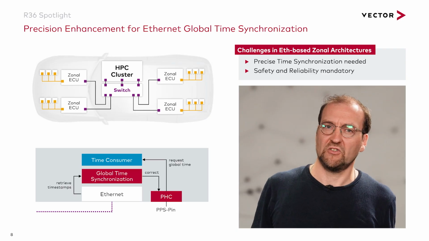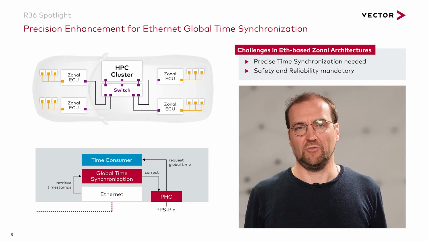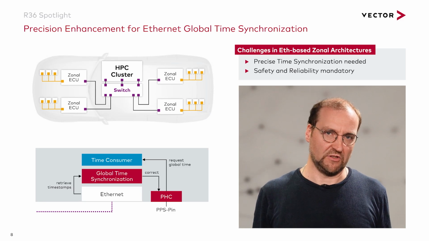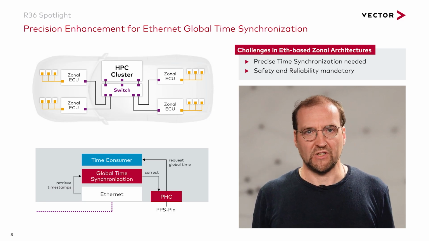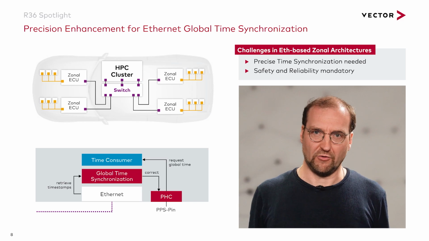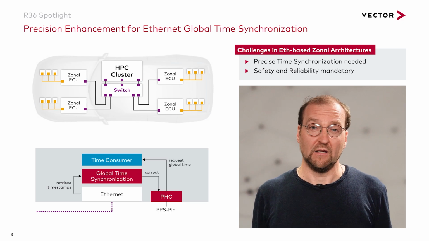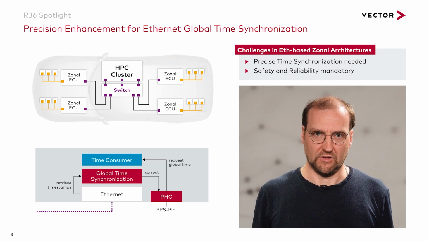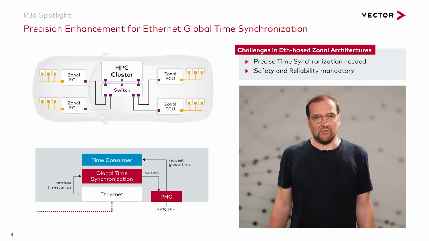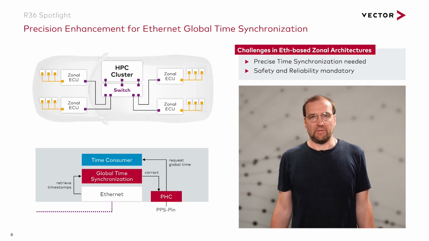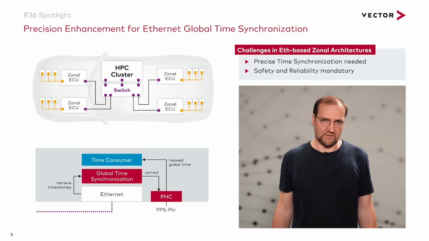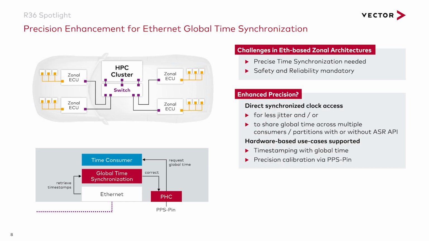With zonal architectures and Ethernet backbones, time synchronization faces new challenges. Precision requirements are significantly higher than before, and time synchronization is no longer a local topic. It spans the entire vehicle network. At the same time, safety and reliability are mandatory, and new hardware-driven use cases depend on a highly precise global time. With Release 36, we introduce a precision enhancement for Ethernet global time synchronization.